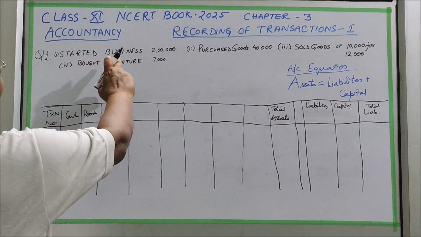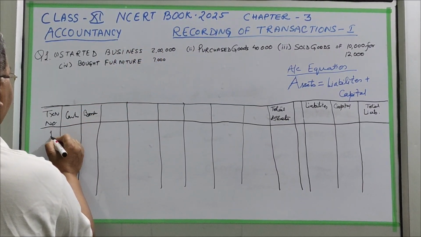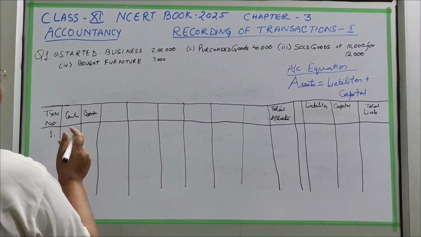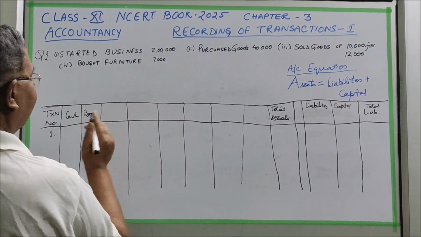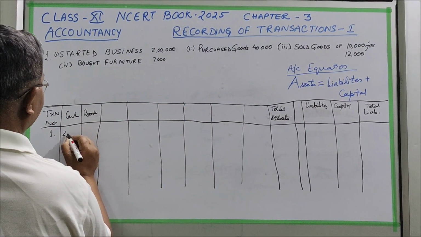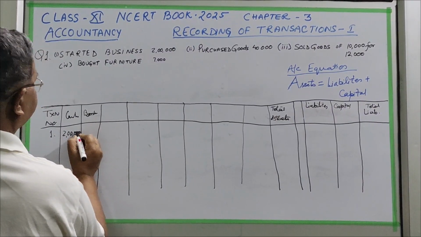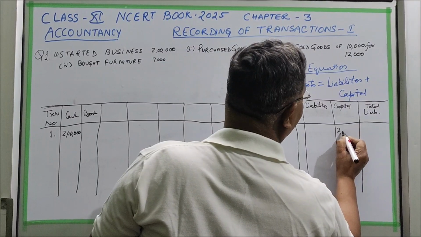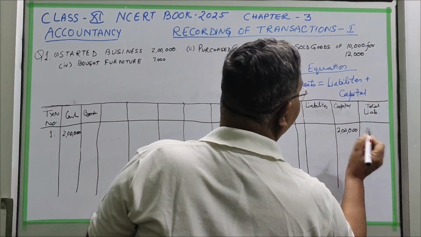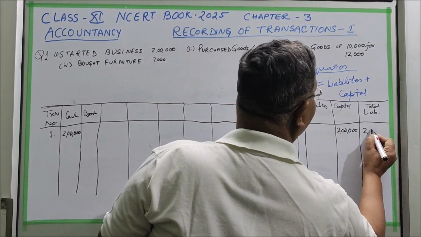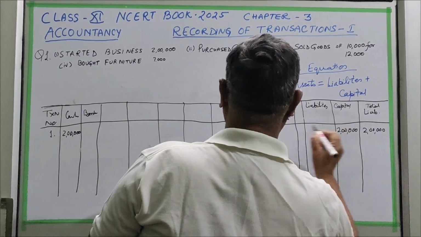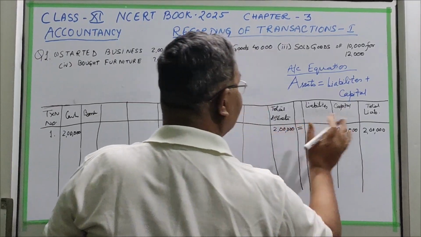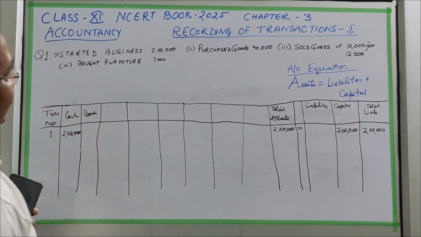Here you see, he started business. It means cash has come into the business. Cash is an asset, so an asset has come. So cash has come, 2 lakhs. And on the other side it is capital also. So it will be here, and your total is 2 lakhs. Total liability is 2 lakhs and total asset is also 2 lakhs. And this position is your equal situation. This is your first entry.